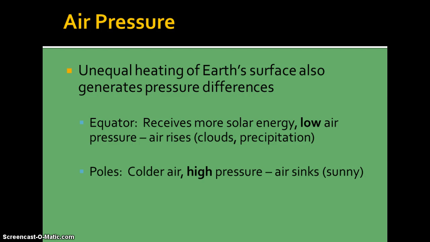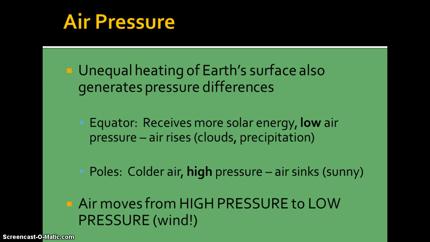Now, at the poles, the cold air is more dense, so it's sinking, creating a higher pressure at the surface. So you're not having any moist air rising, so no clouds form. You're going to tend to have sunny, dry conditions. And air is always going to move from high pressure to low pressure because of the density differences. The low air is rising, the high air pressure comes in to take its place.